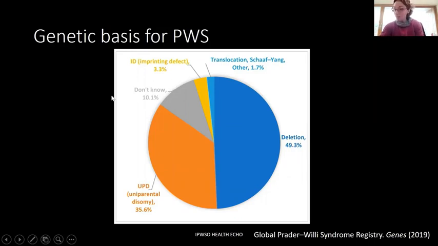Does it matter? First of all, there's now been an enormous research drive to compare, for example, deletion and UPD cases and see whether the frequency or severity of the different clinical characteristics are influenced by the type of genetics, and I'm not going to cover any of that today.